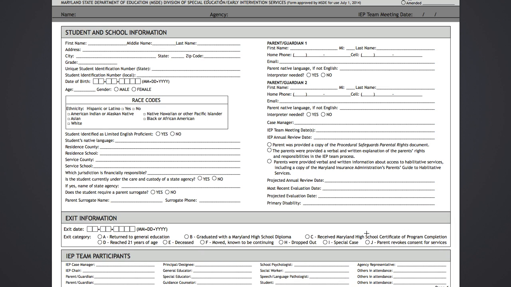And the third and final portion of the cover sheet, or the student information section of the IEP, is the IEP team participants.